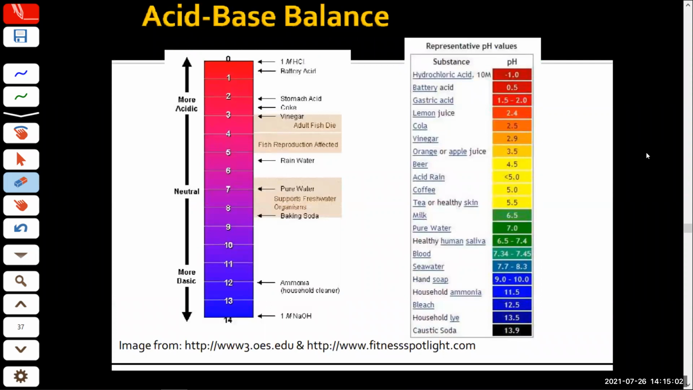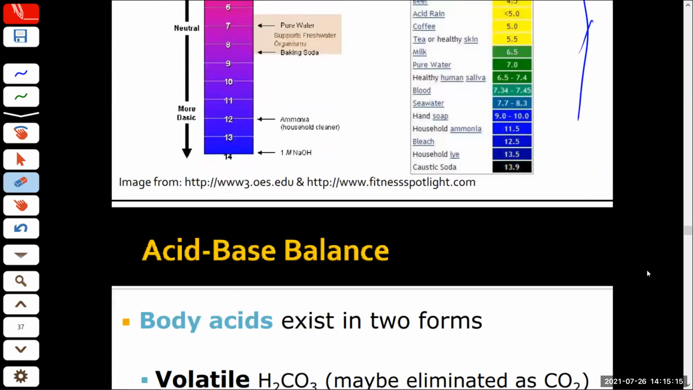This slide right here just shows you the different pH of stuff in the world. Don't need to memorize it. Don't even need to care about it.